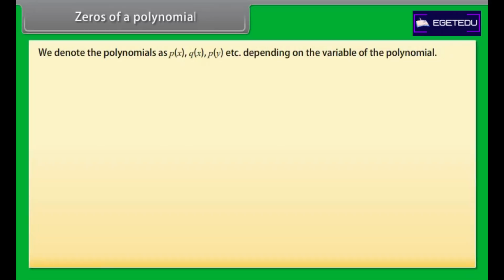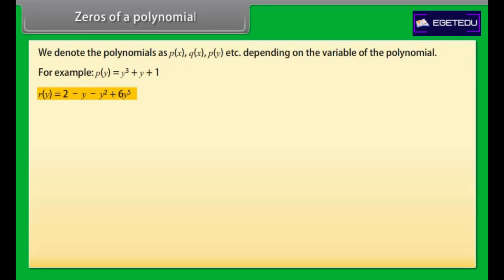If in a polynomial all the constants are 0, or we can say that if a0 is equal to a1, is equal to a2, is equal to a3, is equal to so on, is equal to an, is equal to 0, then we get the 0 polynomial. 0 polynomial is denoted by 0. The degree of the 0 polynomial is not defined.